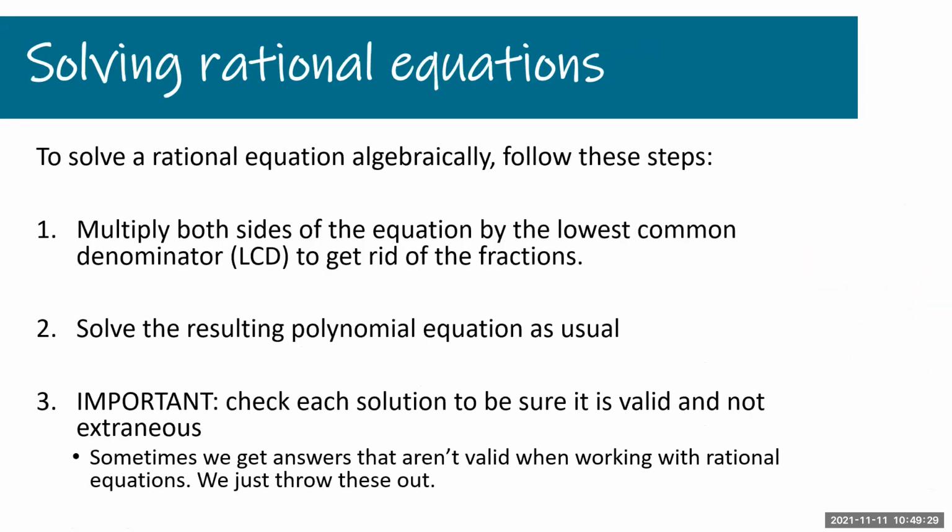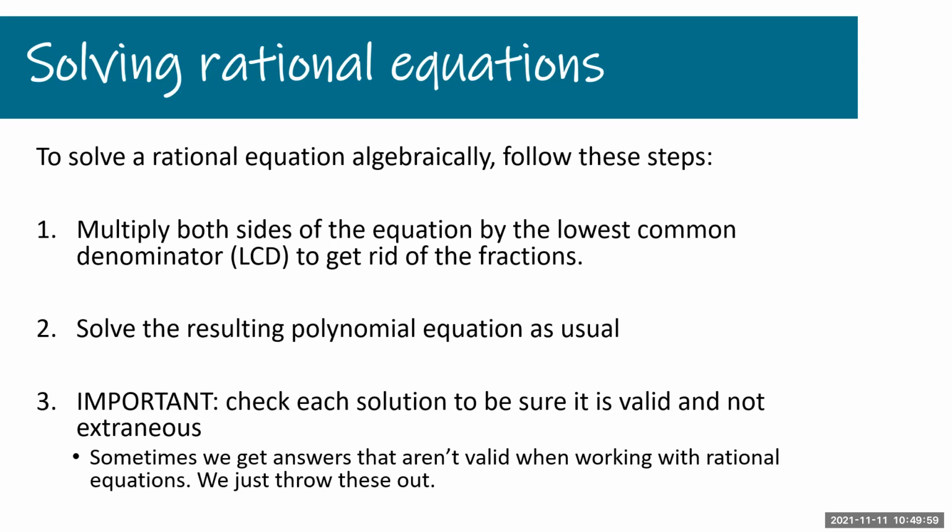So there's one other thing that we can do with rational equations, which is something that it won't be overly new and you've probably done before. To solve a rational equation algebraically, there are a few steps that you're going to want to follow. The first thing you want to do is multiply both sides of the equation by the lowest common denominator, the LCD, to get rid of the fractions. So do what you usually do to get rid of fractions. And then you're just going to solve the resulting polynomial for x as you usually do.